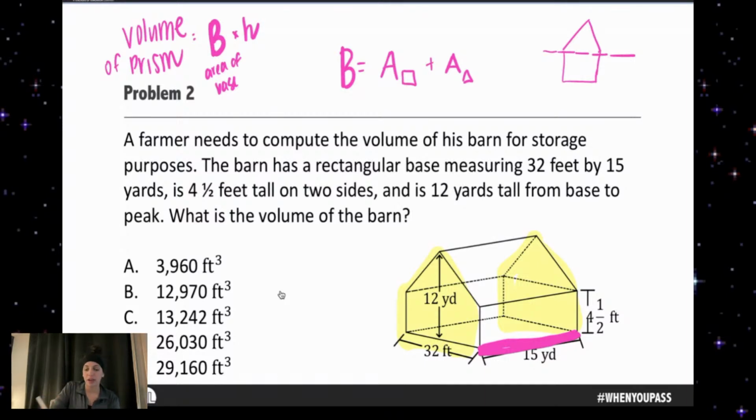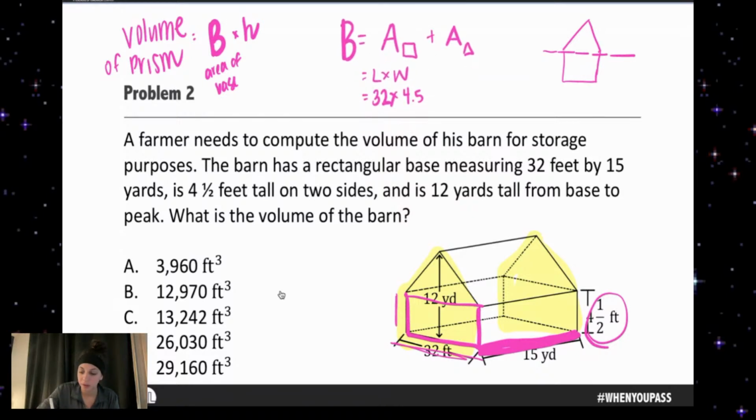So I need to do area of a rectangle. Area of a rectangle is length times width. Area of this rectangle right here, 32 times this length is 32. What is this smaller height right here? 4.5 feet. So 32 times 4.5. 32 times 4.5 is 144. So I'm going to move this up a little bit so I have a little bit more room. I found the area of my rectangle.